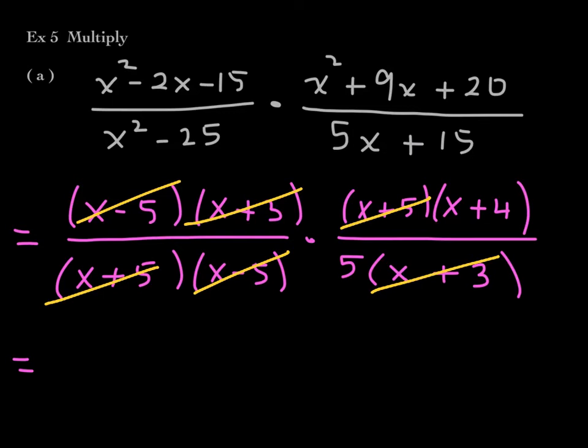So all you're left with for your final answer is x plus 4 in the numerator over 5. That's the extent of these kinds of problems, everybody. Factor, cross cancel, and then you're done.